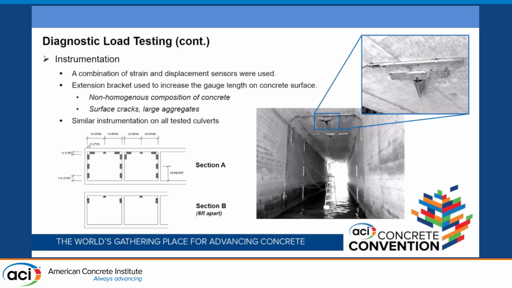Section B was instrumented a bit lighter. It was spaced 6 feet from Section A and was meant to capture the live load distribution along the length of the culvert.